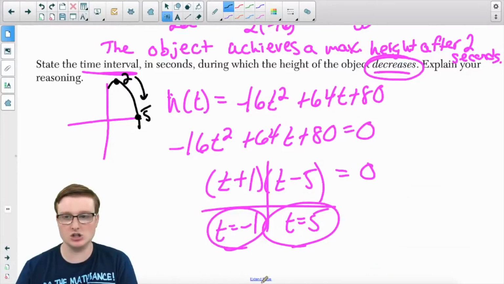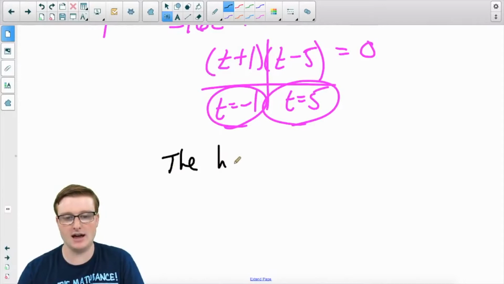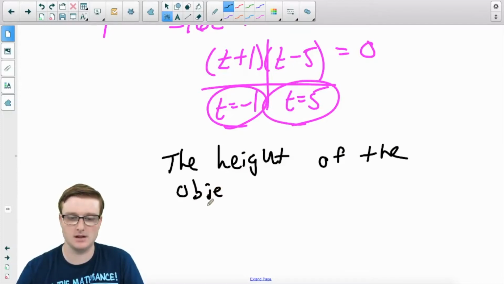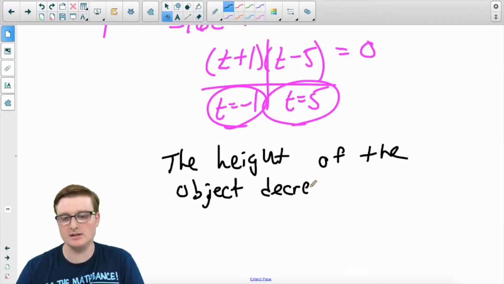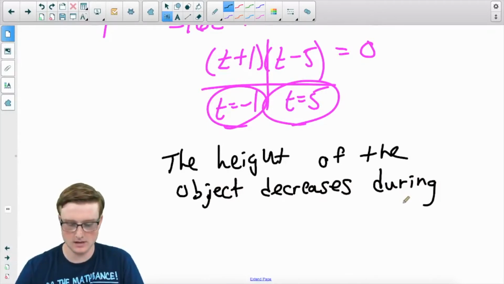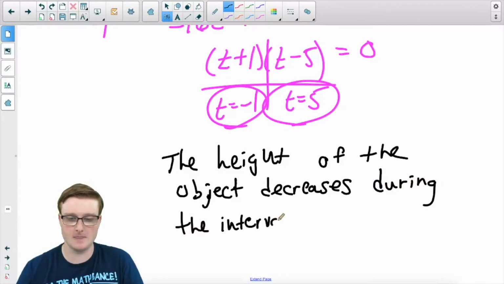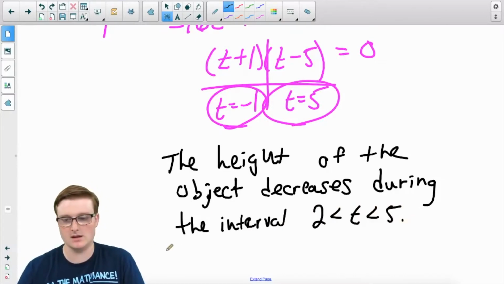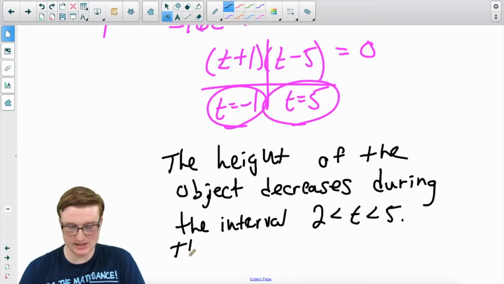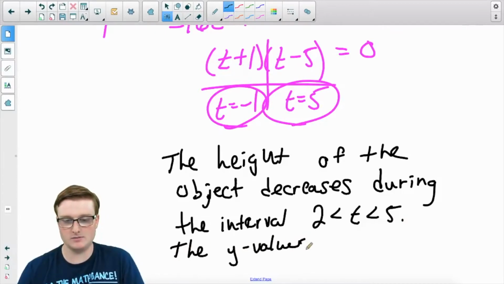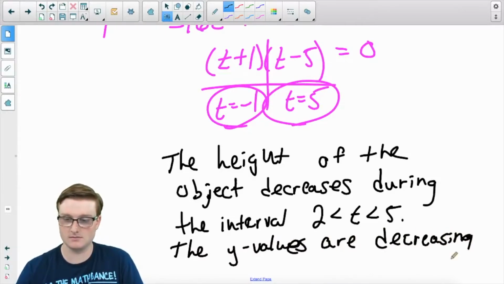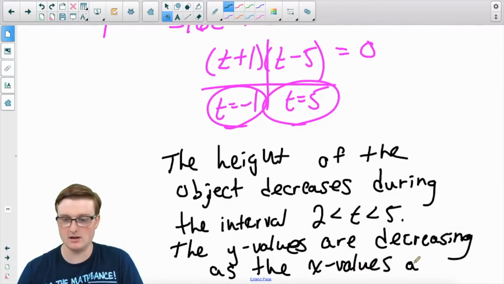So what we're going to say here is, in the explanation, we're going to say that the height of the object decreases during the interval 2 is less than t, which is less than 5. And to explain it, you could just say that the y values are decreasing as the x values are increasing.